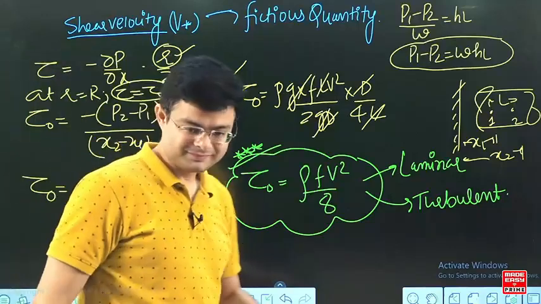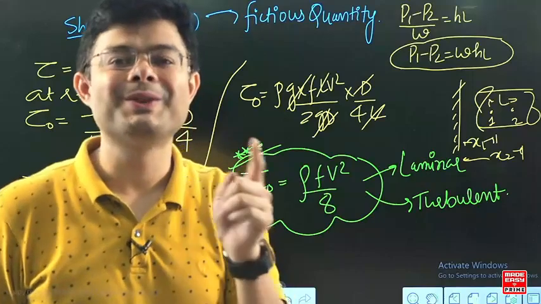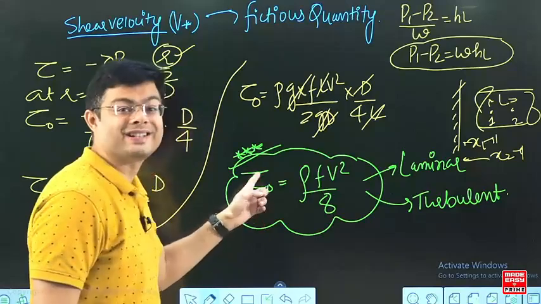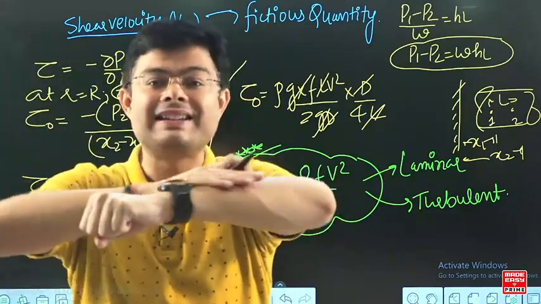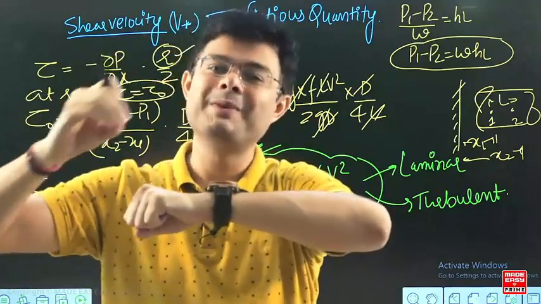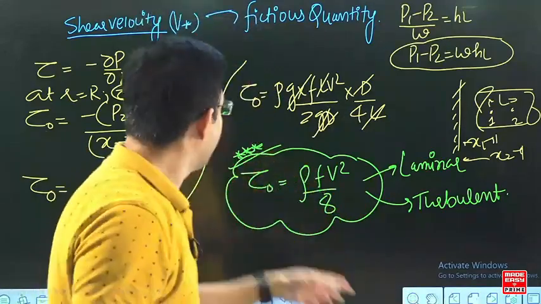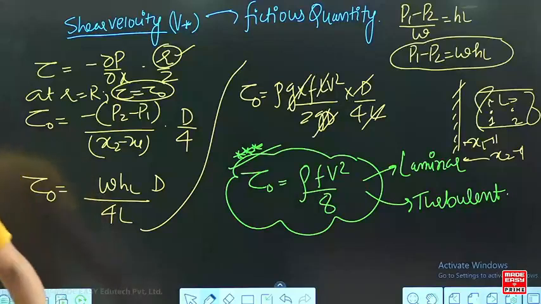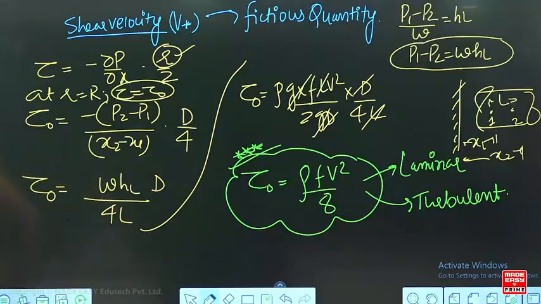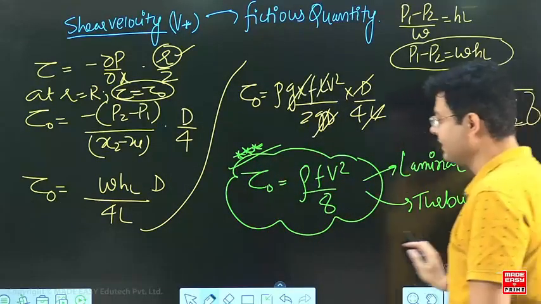Even in turbulent flow, the region close to the boundary is laminar itself, and what you are finding is wall shear stress. So if you look at the wall, no matter whether the flow is laminar or turbulent, at the wall the flow is laminar only. Hence this formula is applicable even to turbulent flow. Yes, very good. Every one of you is giving the correct answer. I'm very happy.